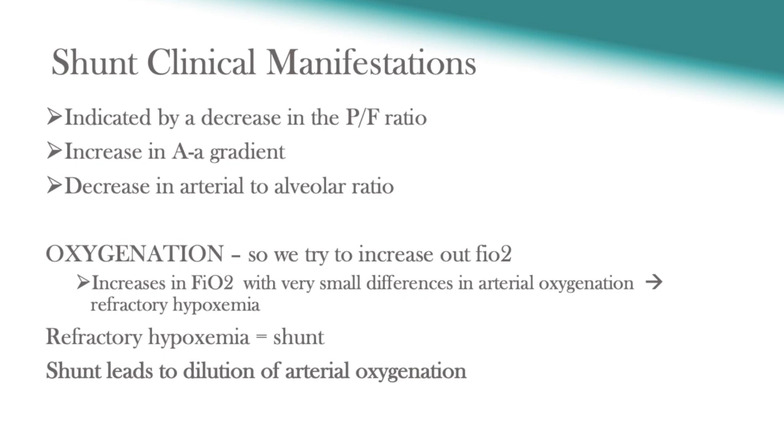When our patients don't respond to oxygen treatment, that is referred to as refractory hypoxemia, meaning a shunt. So regardless of the amount of FiO2 we give the patient, we're going to see very small changes in their oxygenation status. That is also indicated by a decrease in the PF ratio, an increase in the A-a gradient, and a decrease in the arterial to alveolar ratio. So in other words, shunts lead to dilution of arterial oxygenation, and dead space leads to decreased end-tidal CO2 due to the dilution of exhaled CO2.